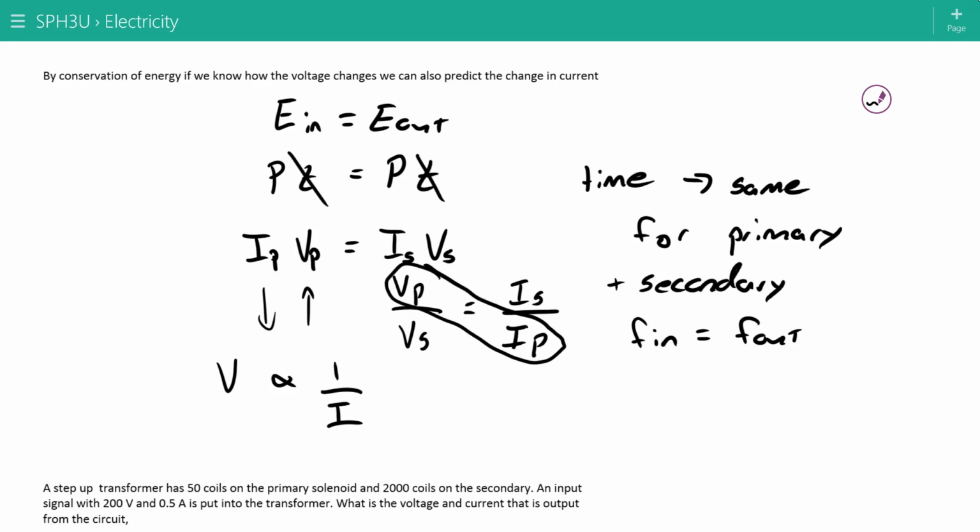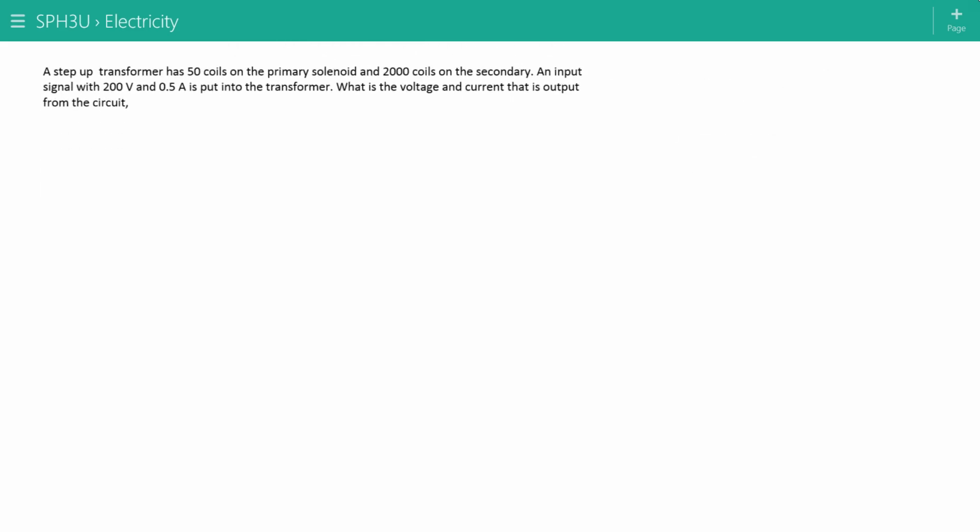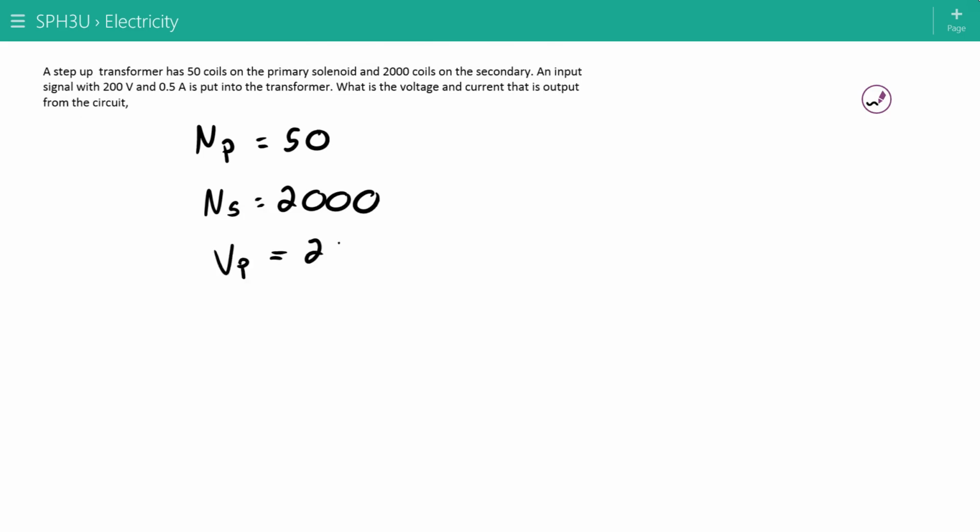Okay, well, let's use these ratios to do a couple of quick questions, and then we'll talk about why these devices are so important for the real world. A step-up transformer has 50 coils on the primary, 2,000 coils on the secondary, so NP is 50, and NS is 2,000. An input signal, primary of 200 volts, and an input current of 0.5 amps. What is the voltage and current of the output?